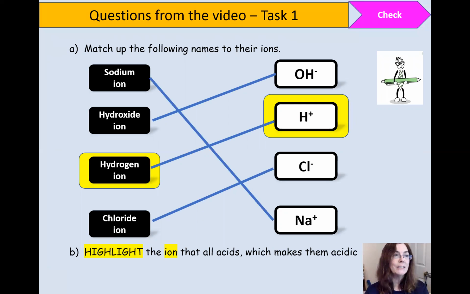Okay, did you get them right? Did you spot that the hydrogen ion was H+, and that's the ion that makes acids acidic? Did you spot the sodium ion, Na? Use your periodic table to work out what that formula is. So Na+ is the sodium ion, and chloride ion, Cl-, that leaves hydroxide ion as OH-, and that's what makes alkalis alkaline. So H+ makes acids acidic, and I've highlighted them there.